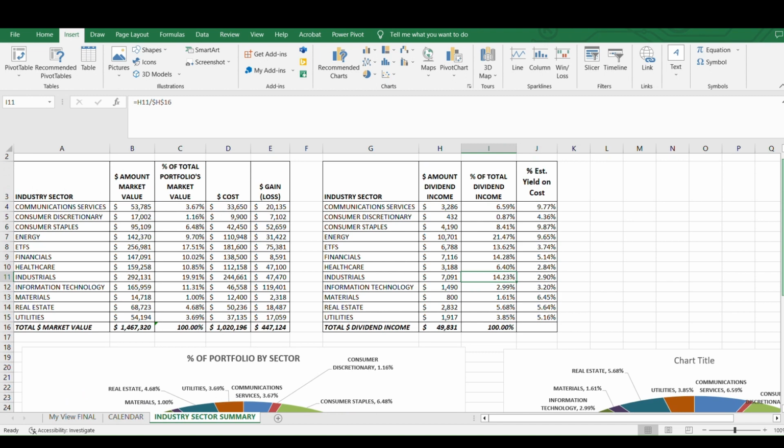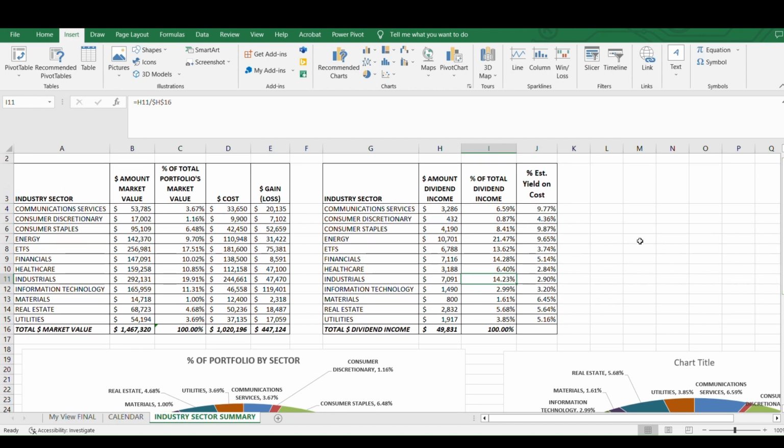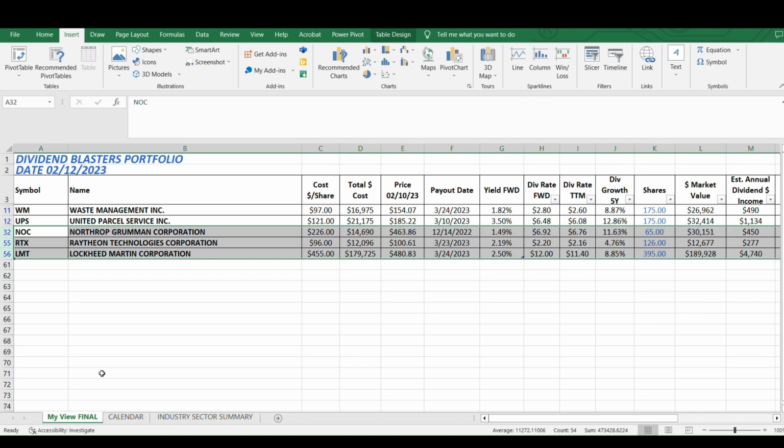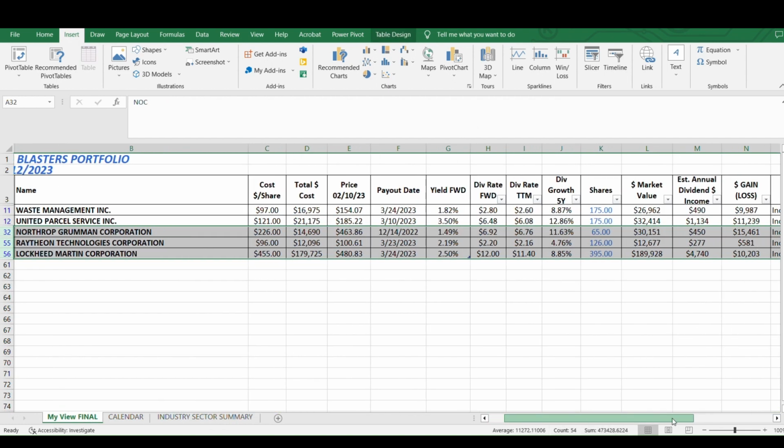So you see what we're doing. And then one other thing that we calculated is the estimated yield on cost. Let me actually go back here to the first page.